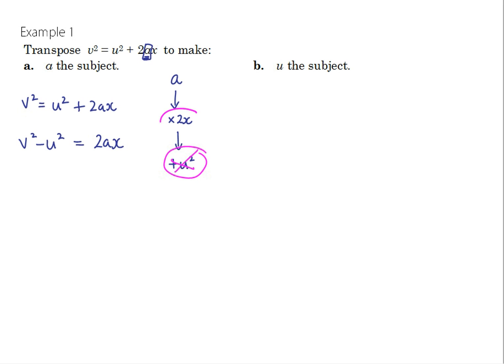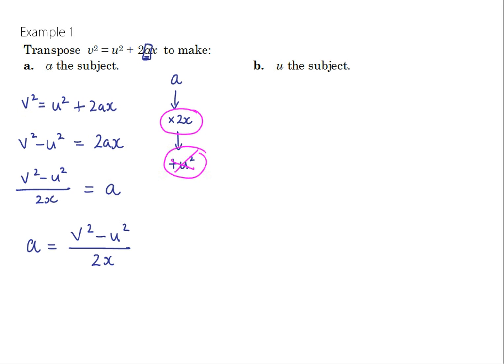Now we need to think about undoing this. We're trying to isolate A. At the moment it's being multiplied by 2x. So we need to do the opposite of multiplying by 2x, which is to divide both sides by 2x. Dividing by 2x on the right-hand side will simply leave A. Again, the convention, if you're asked to make A the subject, is that you should write it on the left-hand side. So A is equal to v squared minus u squared all over 2x.